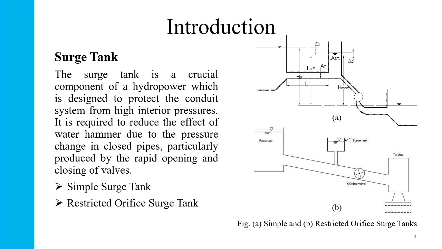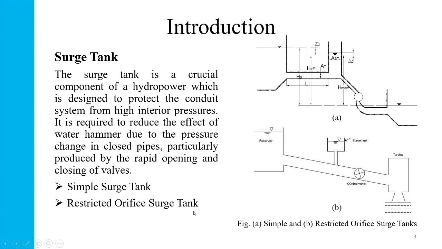Now, moving towards the topic, we can define surge tank as a very important component of hydropower, which is designed to protect the conduit system or the piping system from high internal pressures which appear during rapid closure and opening of valves. We can see on the right hand side of the slide, the surge tanks are situated at the end of the headrace tunnel before the penstock pipes. The first figure has a simple surge tank, whereas the second figure has an orifice, so it's called restricted orifice surge tank.